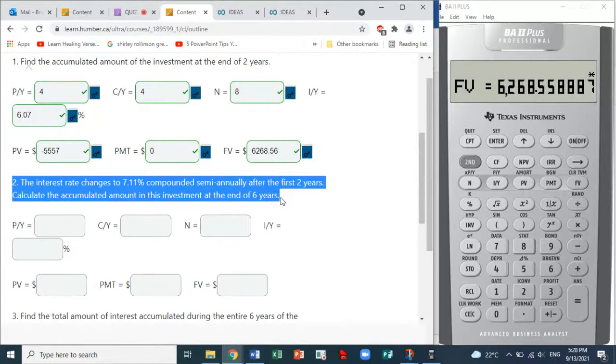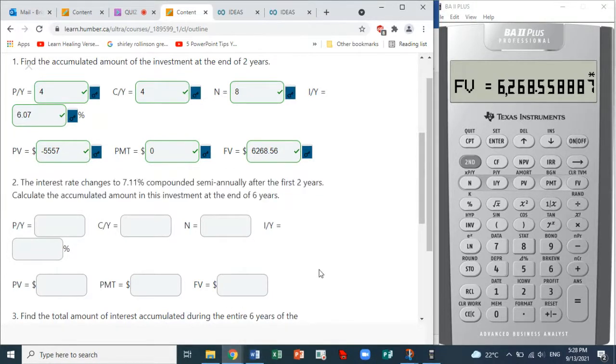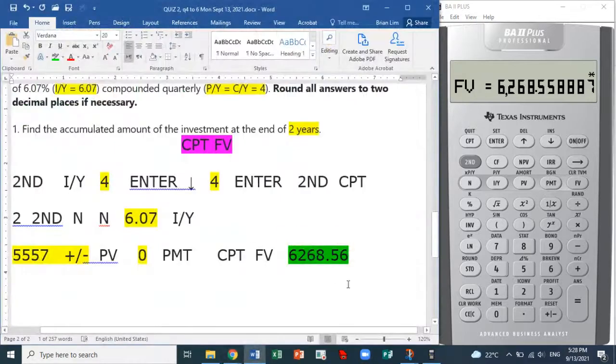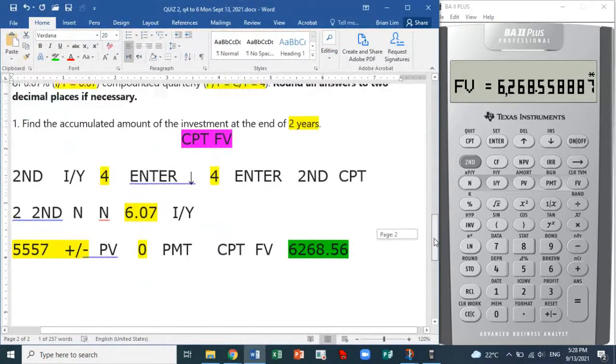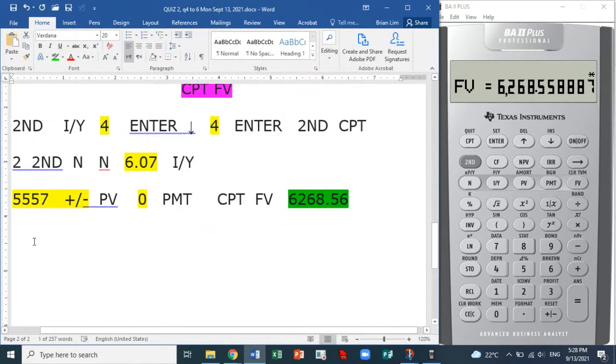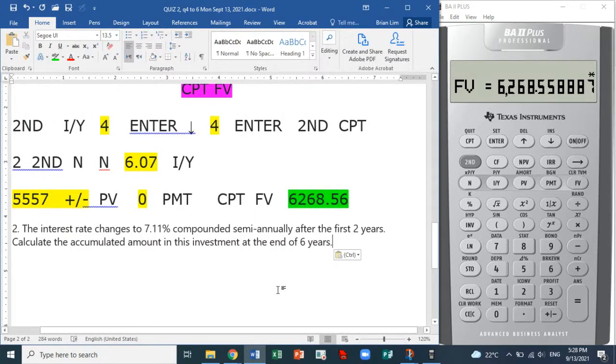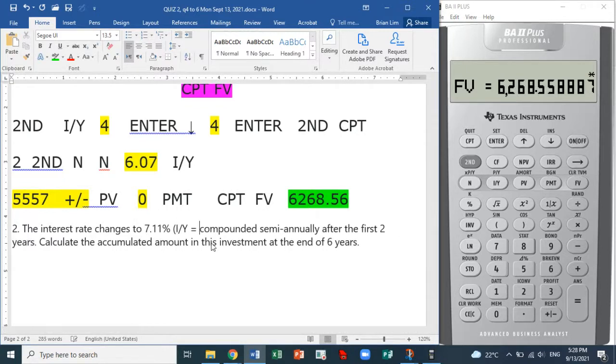The interest rate changes. All right, so let's see what happens with that, how we handle it. Okay, so we can put it in here, and then we can continue with the calculation. Remember, this calculation will continue. So what happens is this. The interest rate is now a new interest rate. It changes from 6.07 to 7.11.